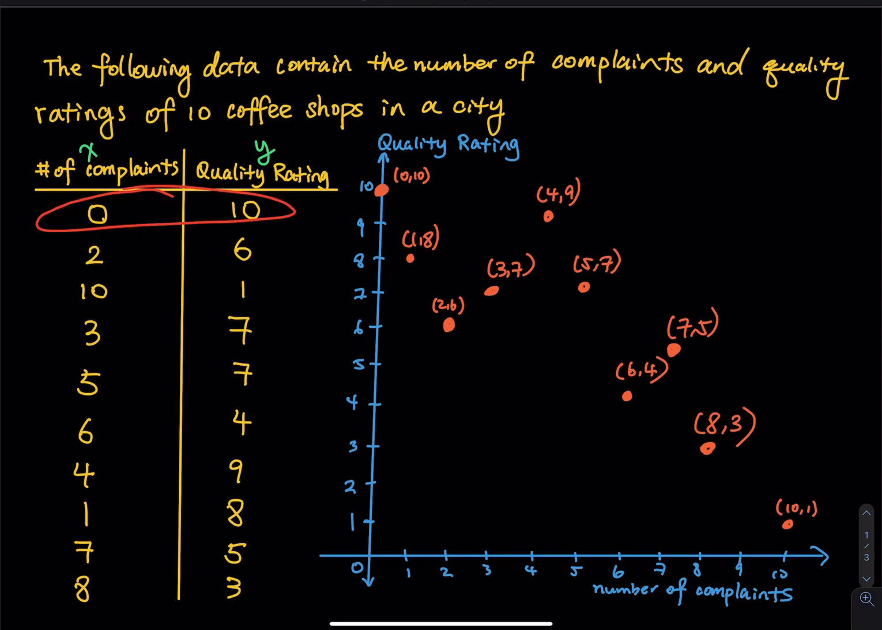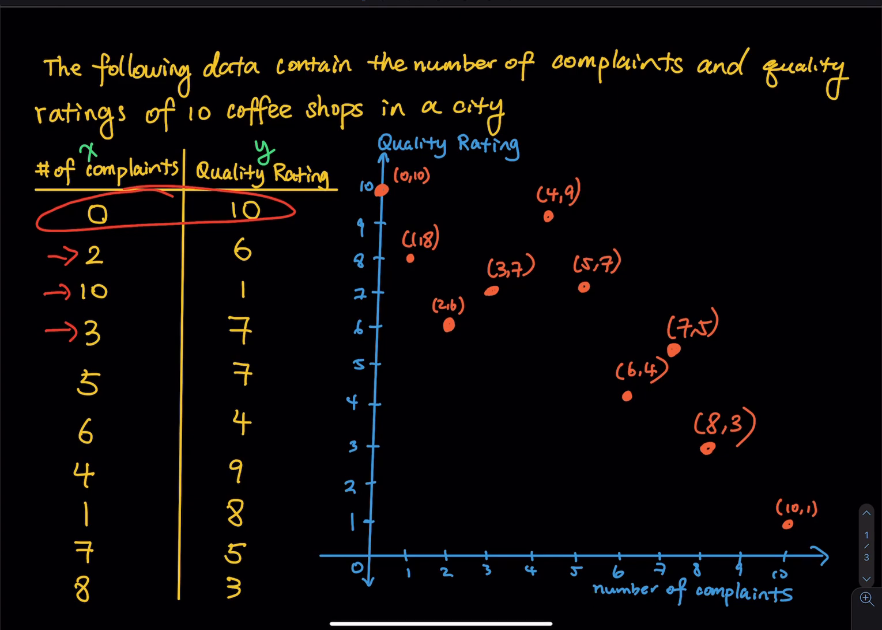to the rest. And then the next coffee shop has 2 complaints and the quality is a little bit lower. The next shop has 10 complaints and the quality is so low. And then the next coffee shop doesn't have too many complaints and the quality is pretty reasonable. So for the first one, when complaint is equal to 0, so complaint is equal to x, quality is equal to y, so that's why we put the x on the horizontal axis, number of complaints.